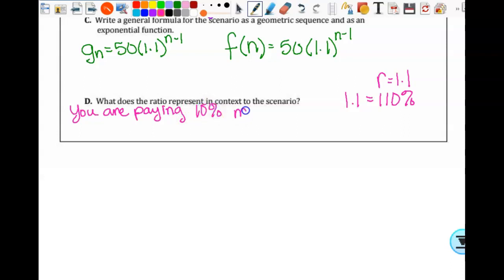So the ratio represents, let's see, we can say, you are paying 10% more than the previous month. Something to that effect. Okay? That's what the ratio means, because you're over 100%.